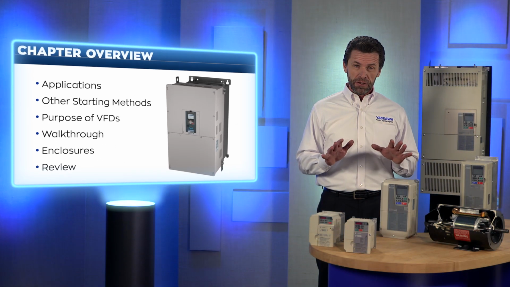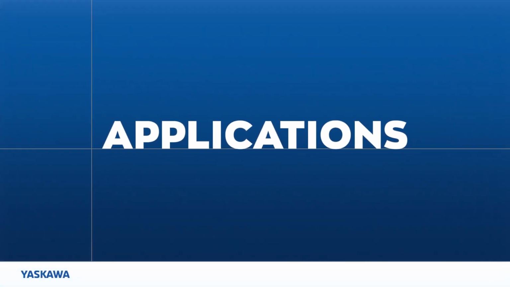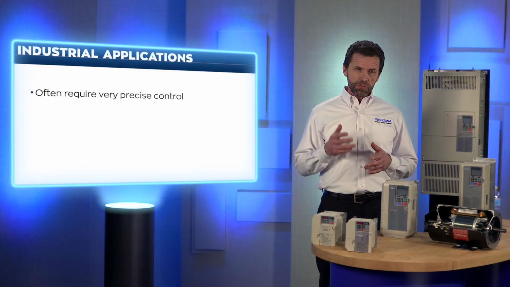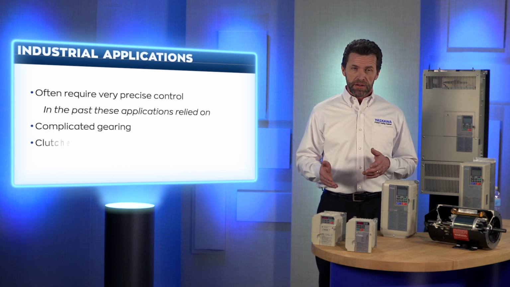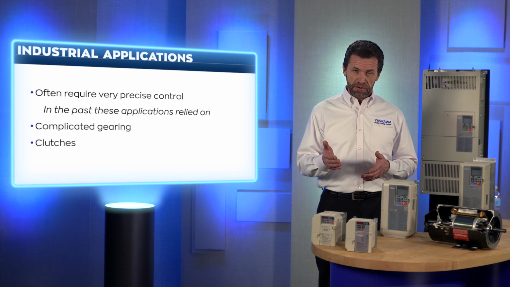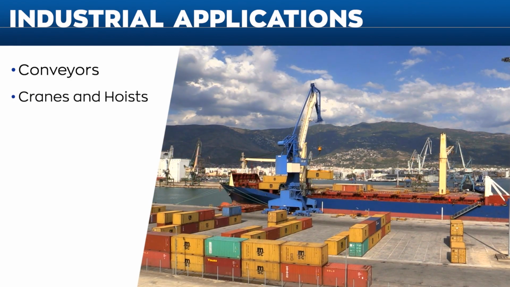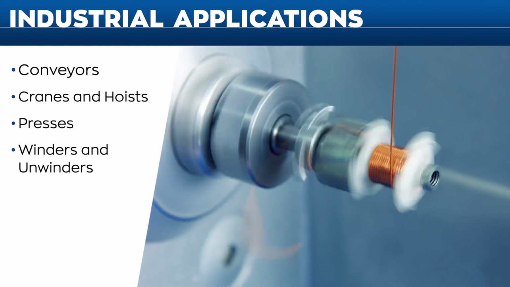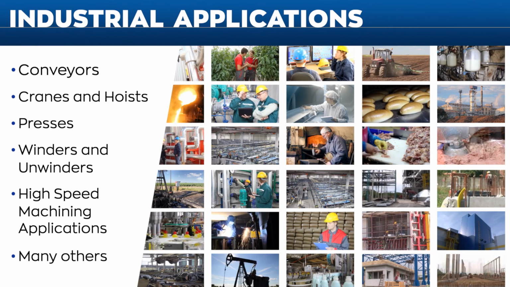Now, before we look at the inner workings of a drive, let's examine the applications that could benefit from a drive. Industrial applications often require very precise control. In the past, these applications relied on complicated gearing and clutches to control the speed of a given system. Examples would include conveyors, cranes and hoists, presses, winders and unwinders, high-speed machining applications, as well as many others.